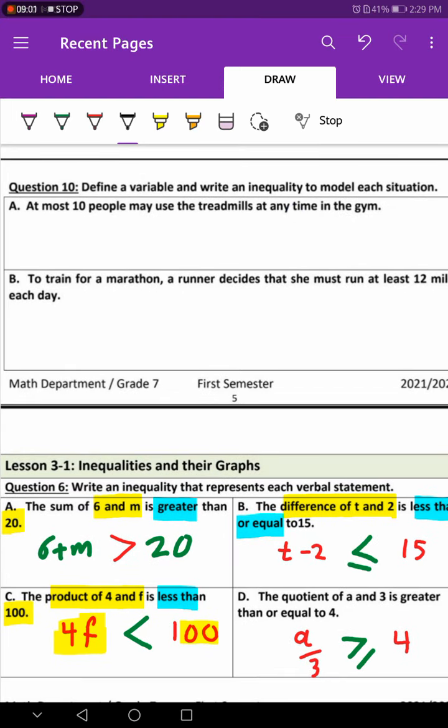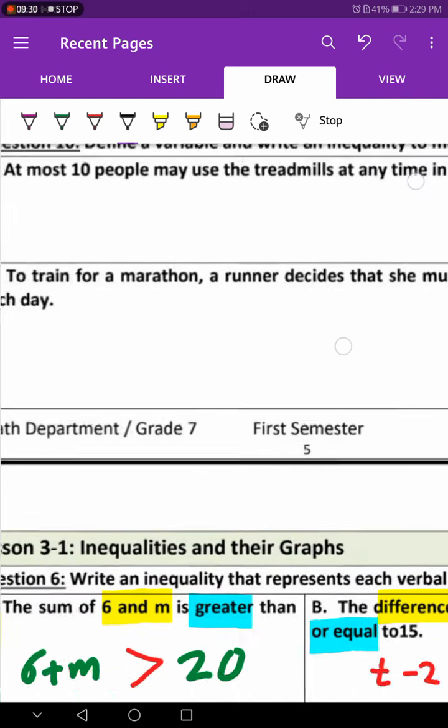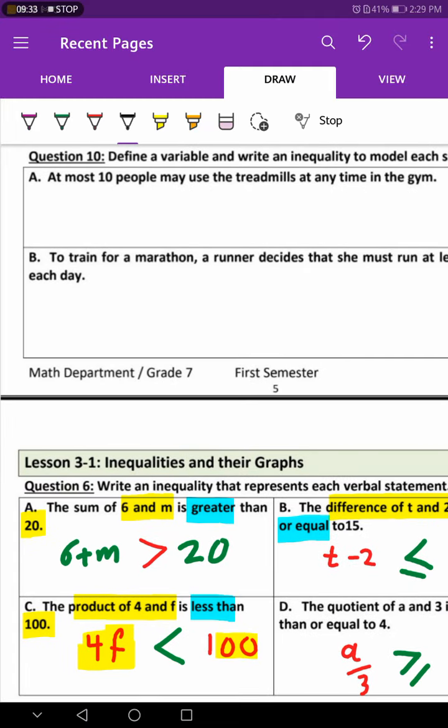Now here, define a variable, and this is a very important question, Ryan. Define a variable and write an inequality to model each situation. So we have to define a variable from our head, and write the inequality. Can you read the first one, please? At most 10 people may use the treadmills at any time in the gym.